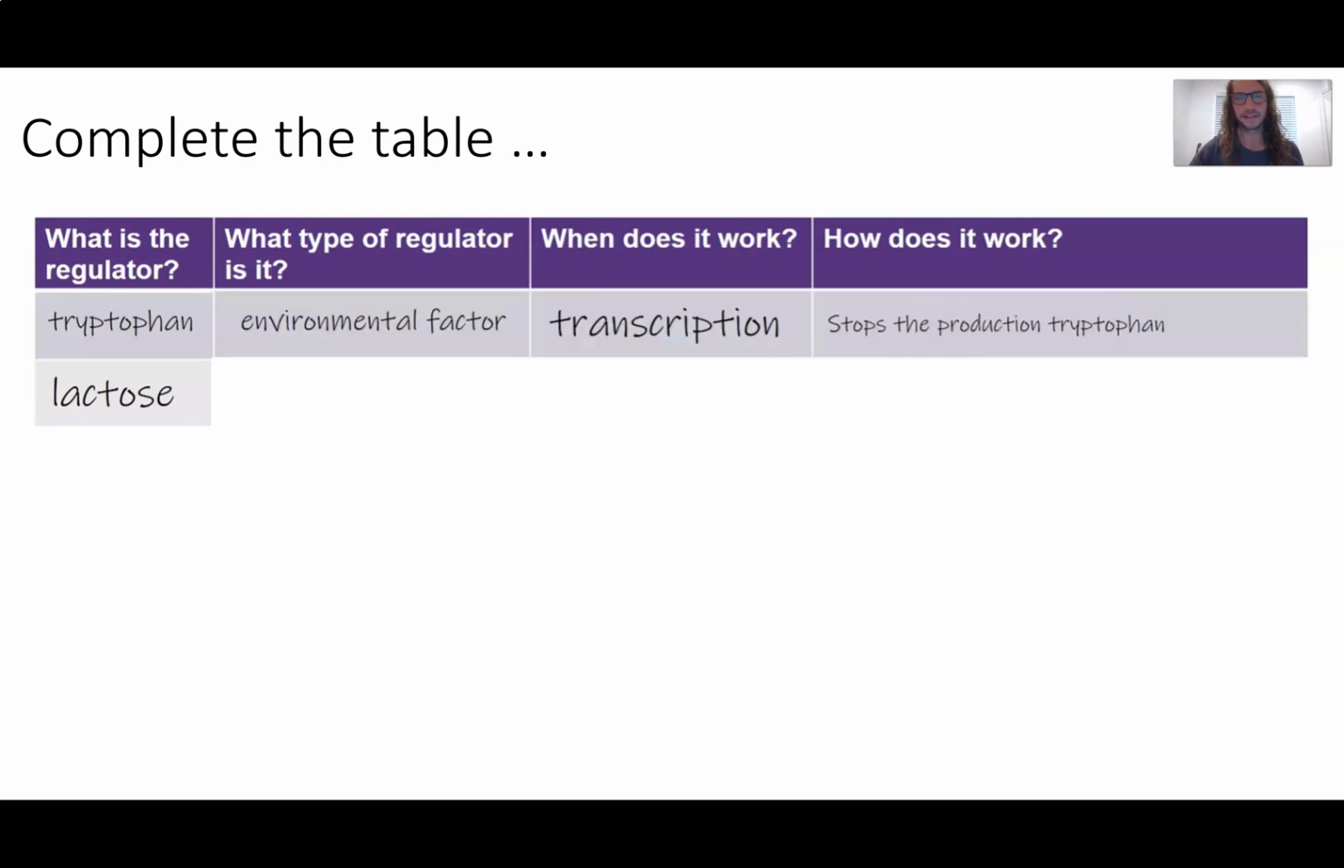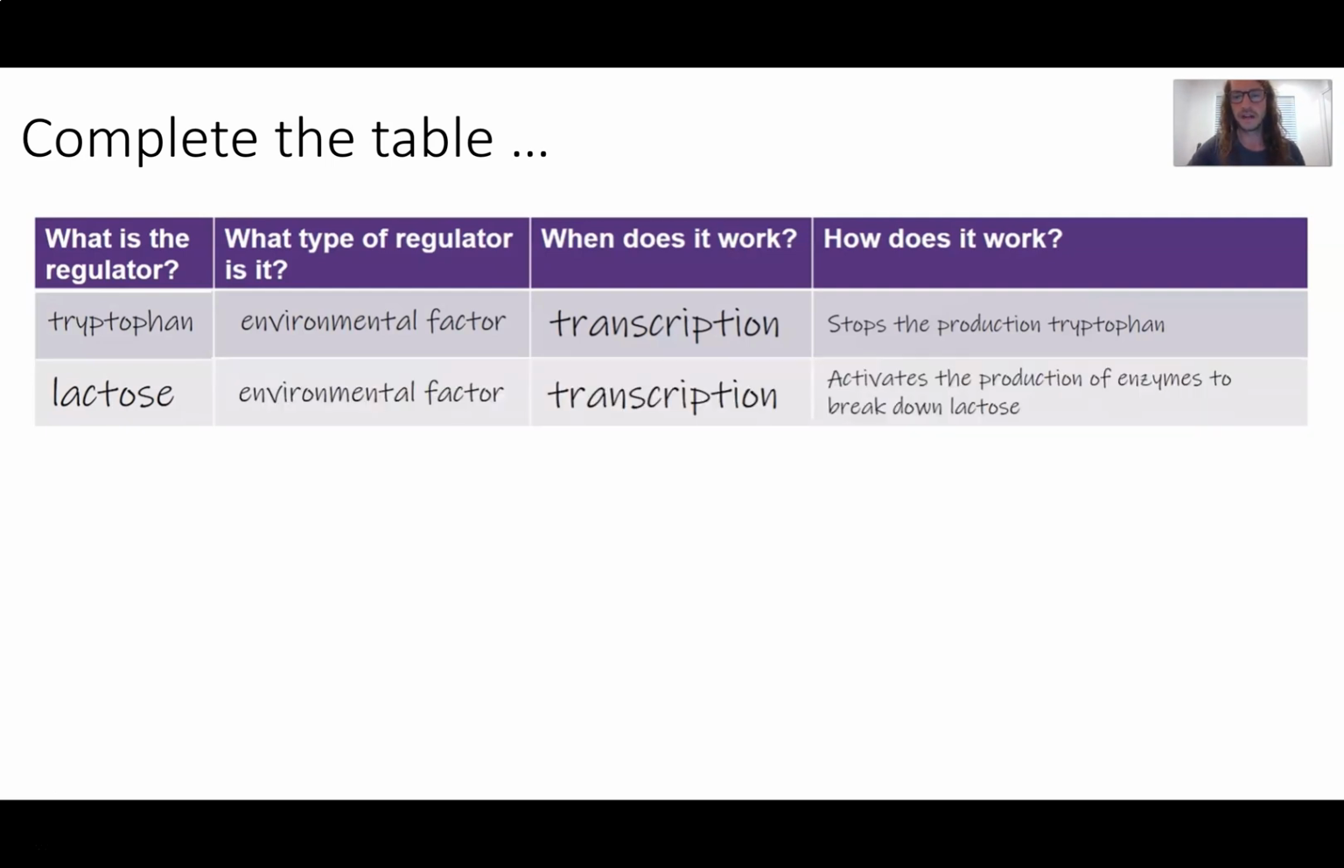Okay, welcome back. Let's go through it together. Tryptophan is an environmental factor. We know it works at transcription stage, and it essentially stops the production of tryptophan. So when it's present, it doesn't need those enzymes to produce it. Lactose, on the other hand, is an environmental factor, again transcription, but it activates the production of enzymes to break down lactose. So a positive example of gene control and a negative example of gene control. So you can pause the video here and fill those in. There's a few more rows that we're going to fill out as this video continues.